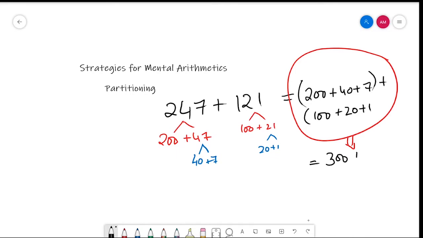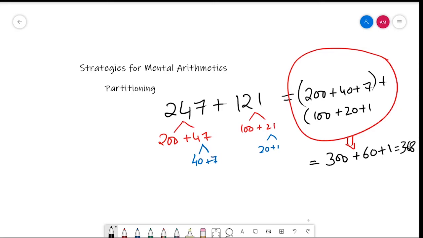So if we see all this, this sums out to be 200 plus 100 is 300, 40 plus 20 is 60, and 7 plus 1 is 8. So this comes out to be 368. So you can do it very quickly by partitioning. You can do this very quickly in your mind.